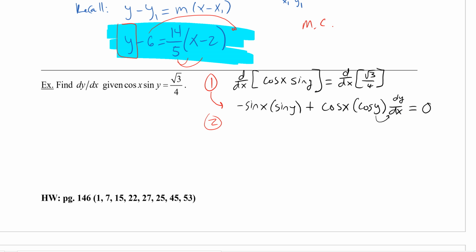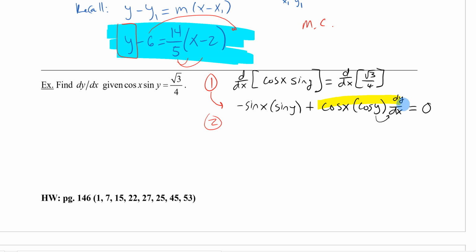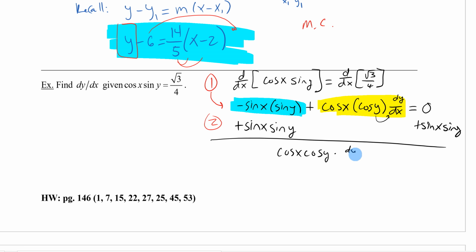Step 2, we're going to go ahead and just separate the terms. All my dy dx terms on one side and all my non-dy dx terms on the other. So this is going to be simple. All I have to do is just add sine x, sine y to both sides of the equation. So I get cosine x, cosine y, dy dx is equal to sine x, sine y.